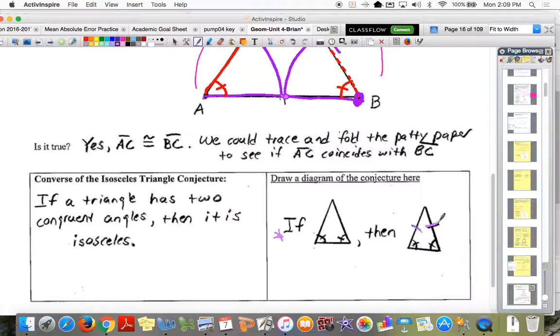We also talked about some proofs today. We're going to continue to think through our logic in geometry as we go through this unit and come back to some of these proofs as well.